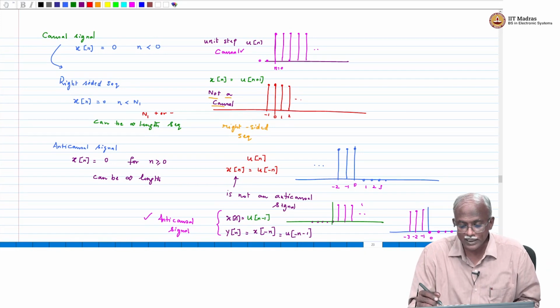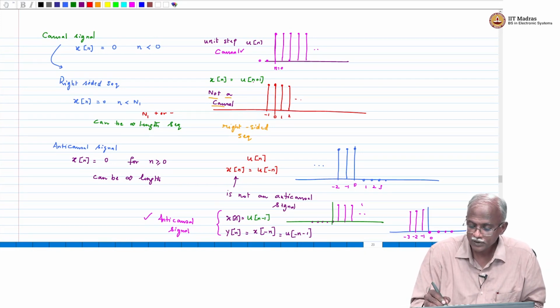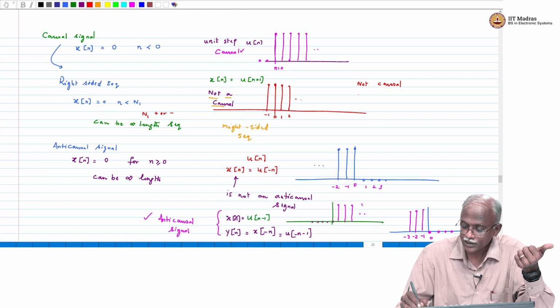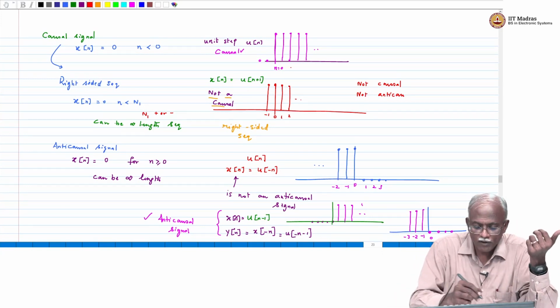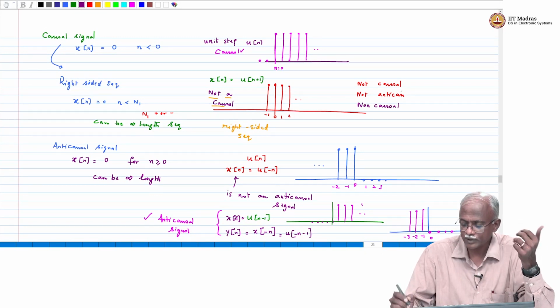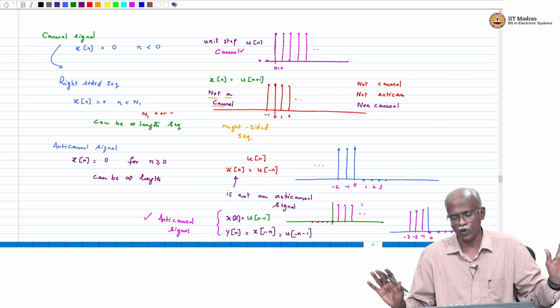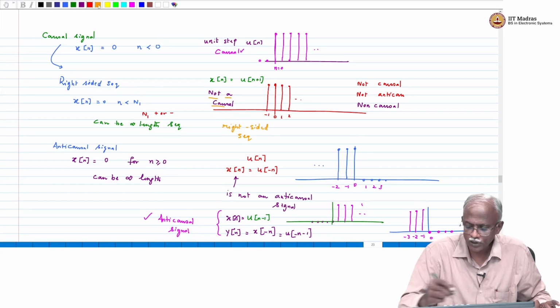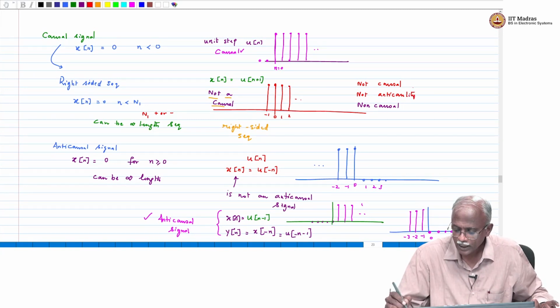Now, what is u of n plus 1? It is not a causal signal. It is not anti-causal either, right? Because it does not satisfy, it's not a left-sided sequence. So if you have sequences of this type, then you say these are non-causal sequences. Basically, you're not saying anything about the causality. All you're saying is it does not satisfy the property needed for causality or anti-causality.